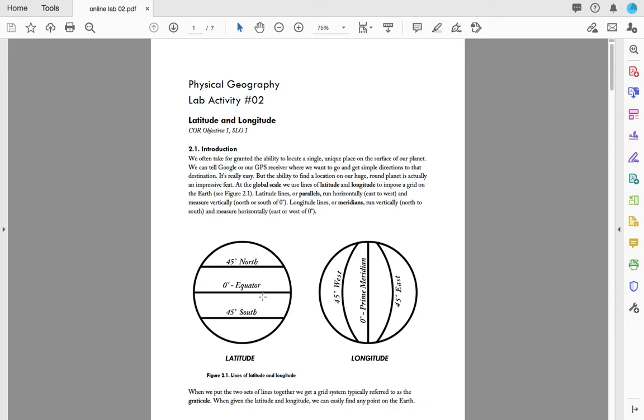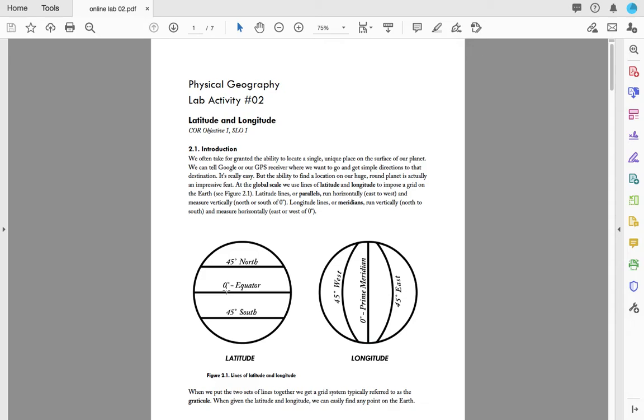And we start at the equator, which is just the midpoint between the North Pole and the South Pole. So that's 0 degrees. And then we just start counting up: 1 degree to the north, 2 degrees to the north, and so on.